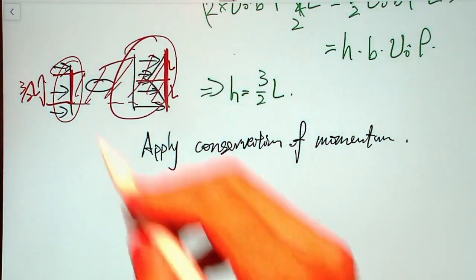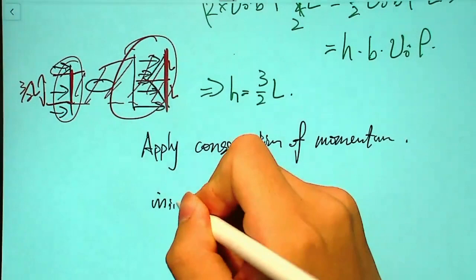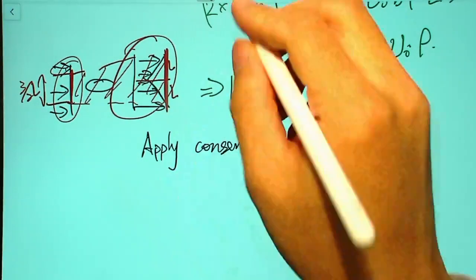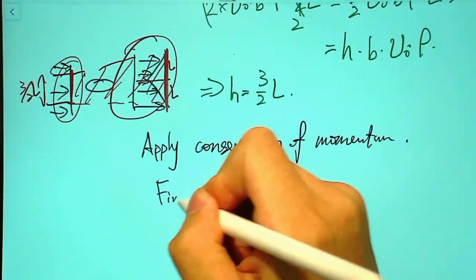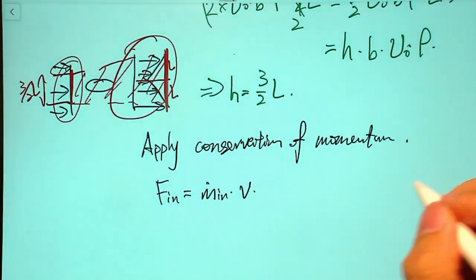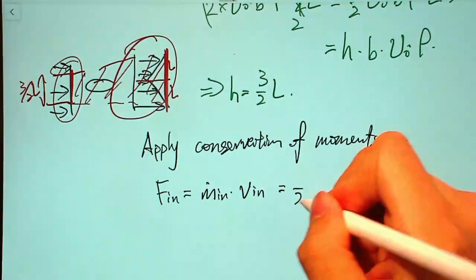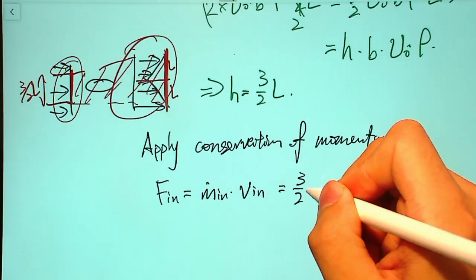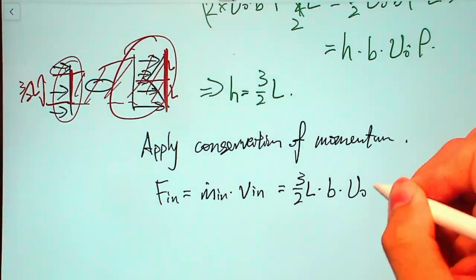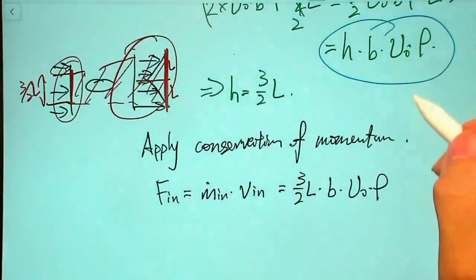So for the inlet, again we have the mass flow rate at the inlet. To apply the momentum, we just use F inlet, which should be the mass flow rate at inlet times the velocity at the inlet, right? The mass flow rate at inlet, we just went through it, is 3/2 L times B times U0 times density. So it's exactly the same as this bit.